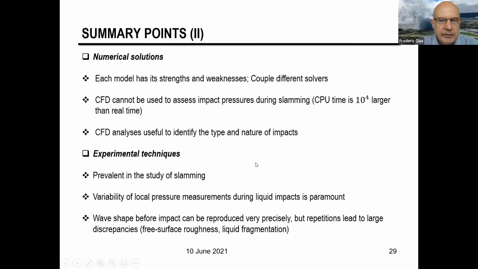For the experimental techniques, they are still used for the study of slamming because it's so complex. The variability of local pressure measurements during liquid impacts is paramount, and the wave shape before impact can be reproduced very precisely, but repetitions lead to large discrepancies.